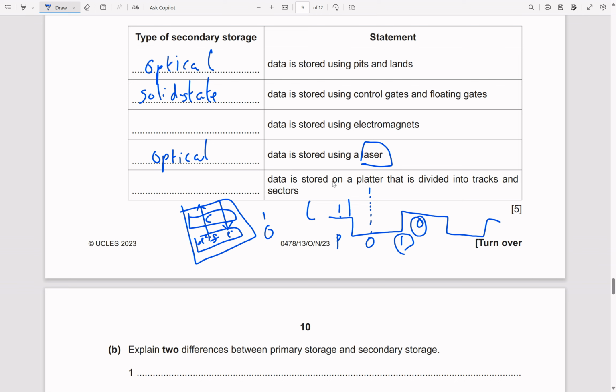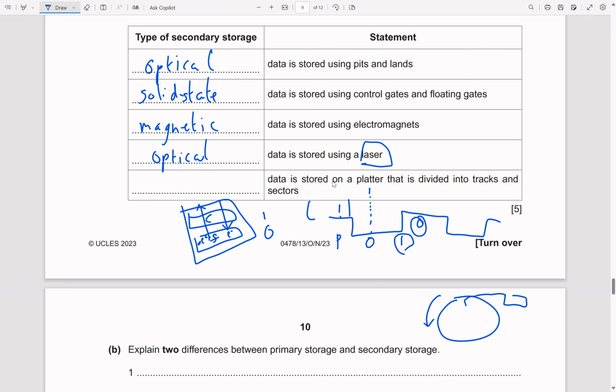Right, next one, data is stored using electromagnets. This is going to be magnetic storage. If you think about a hard drive, you're going to have the platter, which is just the disk. This disk is going to be spinning. Then you're going to have a read-write head. I'm not really sure how to draw this, but let's say it is attached to an actuator arm. The actuator arm can then move it across the disk, or across the platter.